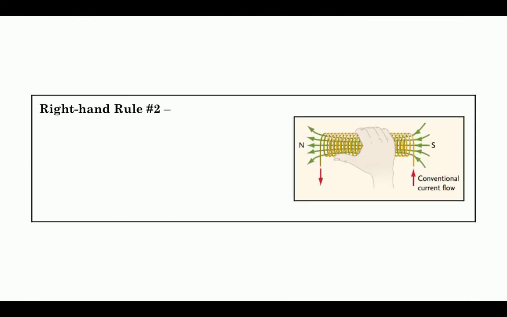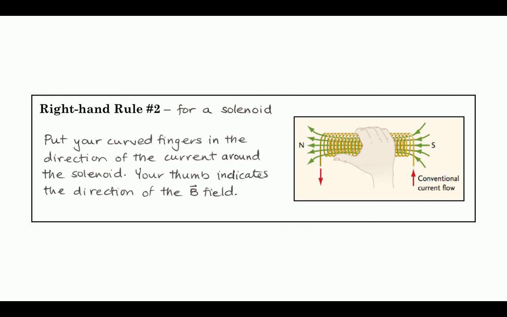Right-hand rule number 2 is similar to number 1, except that it's for a solenoid, which is basically a coil of current. It says that if you put your curved fingers in the direction of the current running through that coil, then your thumb indicates the direction of the magnetic field. Again, we use this for conventional current flow. So the fingers of your right hand point in the direction the current goes around the coil, and your thumb indicates the direction of the field.